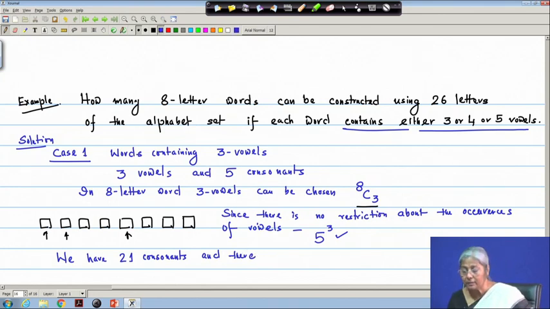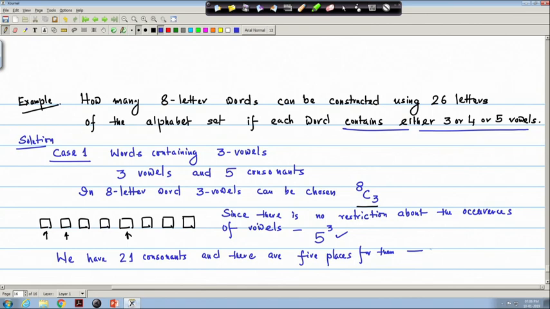Since 3 places already have vowels and there are 5 places left for them, we can put 21 to the power 5. These are the many ways I can put the consonants.